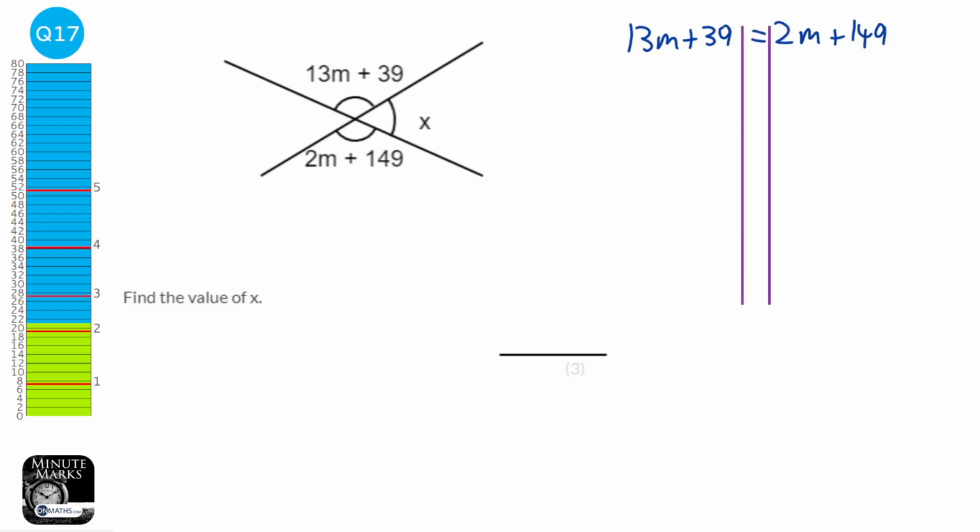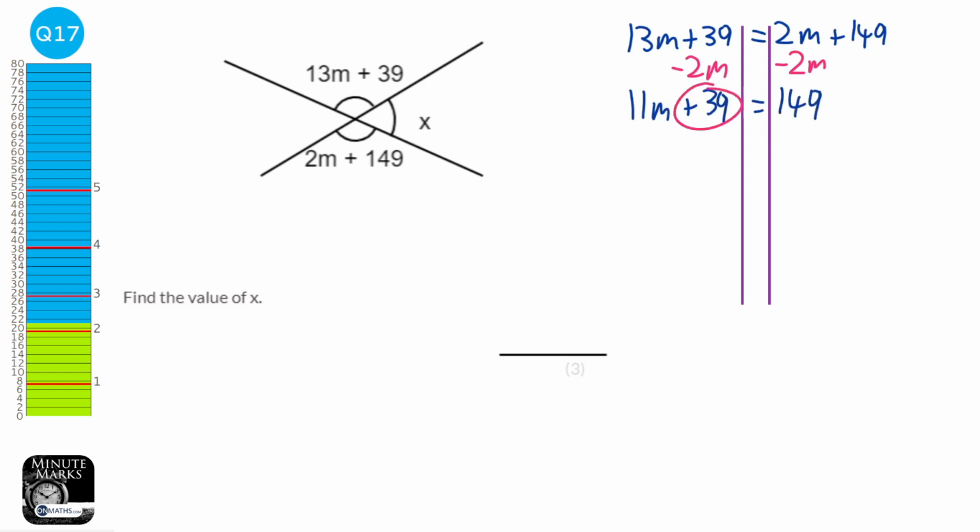And to solve this, we first of all take away the smaller amount of m, because we've got m's on both sides. We can't really cope with that when we're solving. And so we've got a 13m and a 2m. So we're going to remove the 2m. We're going to take that away from both sides to start off. And so we're left with 11m plus 39. And we've just got the 149 on the right hand side.